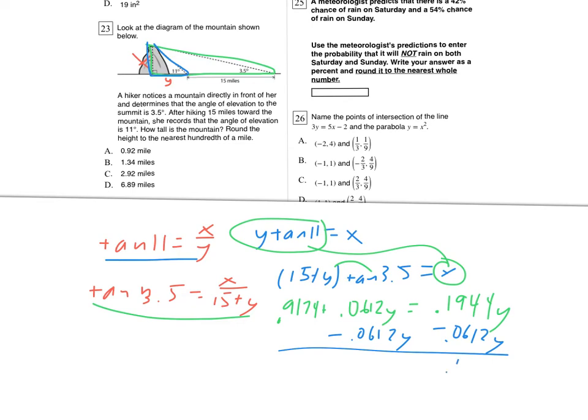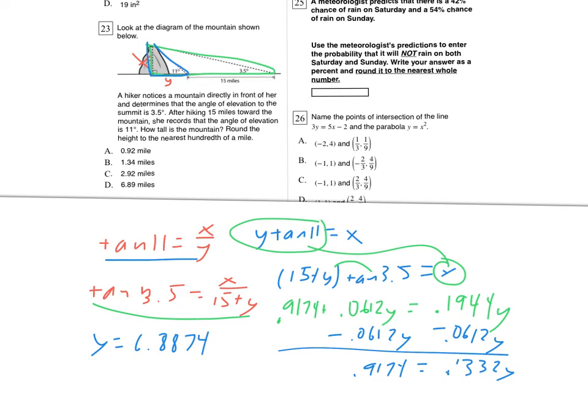That gives 0.1332y equals 0.9174. And now we'll do 0.9174 divided by 0.1332. And that gives me y equals 6.8874. Okay, now y is not the answer to my question.